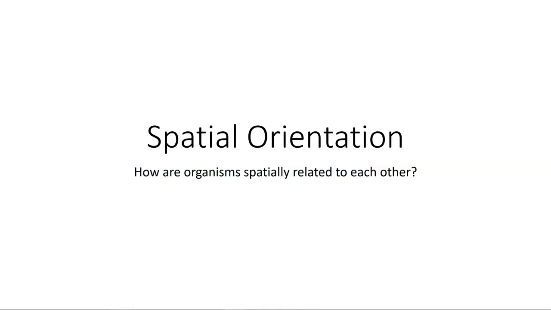Spatial orientation. How are organisms spatially related to each other? And again, we're looking at populations of organisms. This could be populations of people, it could be populations of plants, it could be many different things. But in spatial orientation, you're looking at how things are organized spatially one to another. Basically, we have three ways of doing this.